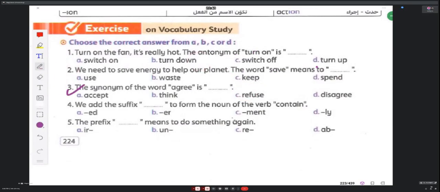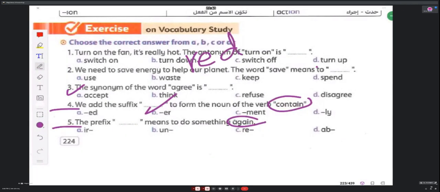Agree, accept. When we add the suffix er to container, great. The prefix re means again, to do something again. Redo or redid, or repaint, or reuse. Re.